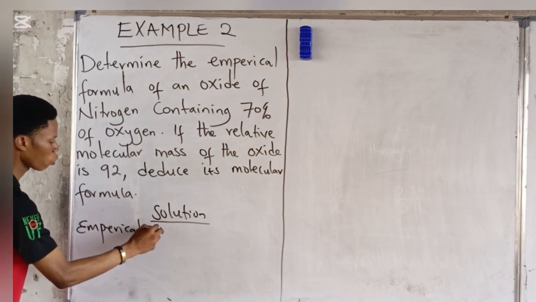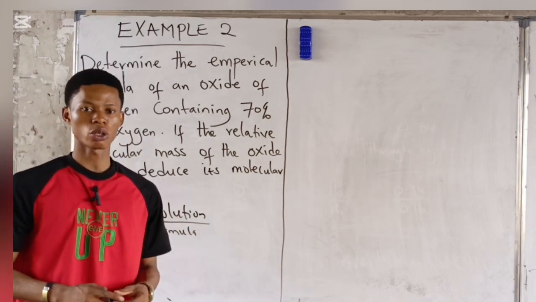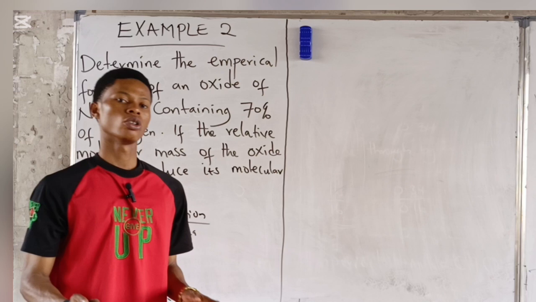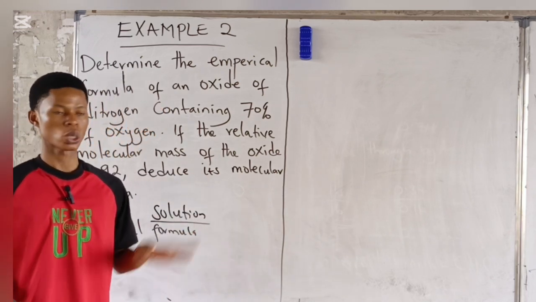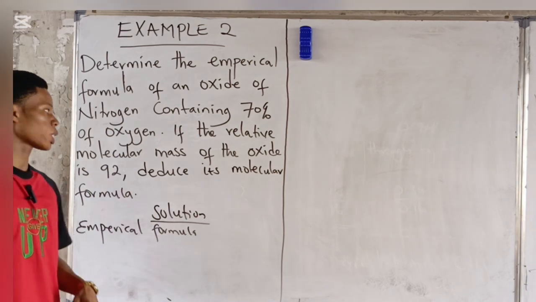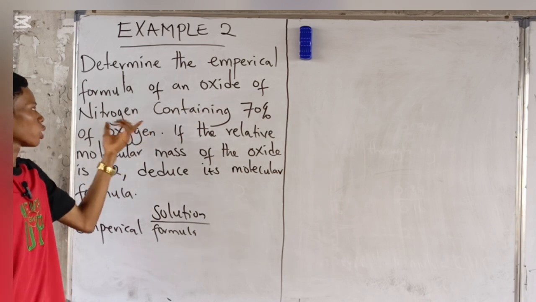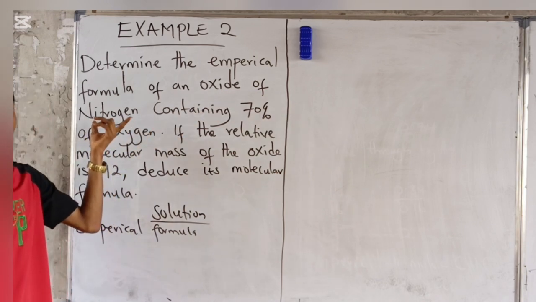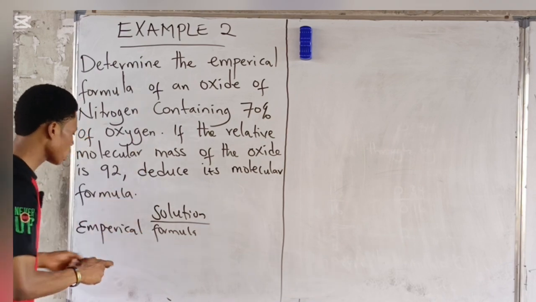Now I said before that the first step when calculating the empirical formula is to know the elements found in that compound, then find the number of moles. But this question is not exactly the format we had in the first example. Now, determine the empirical formula of an oxide of nitrogen. So from that word oxide of nitrogen, you should note that this compound contains what and what.